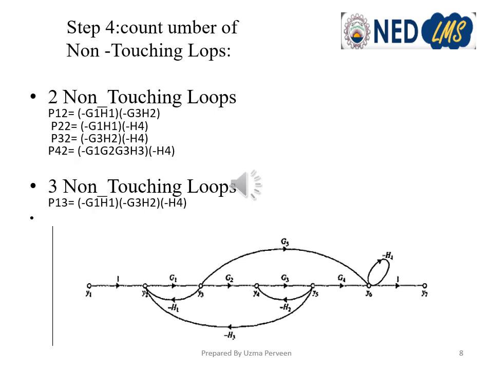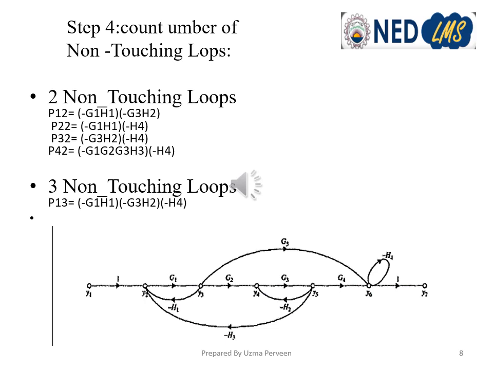After counting the number of single loops, now we'll see the combination of 2 non-touching loops and the 3 non-touching loops. So first we see that L1 and L2, single loop 1 and single loop 2, are non-touching because there is no node common between the two loops. So we can write P12 as minus G1H1 multiplied by minus G3H2. I hope you have remembered that the product of the branch gains for all two loops will be the total gain. So P12 is the combination of two non-touching loops.